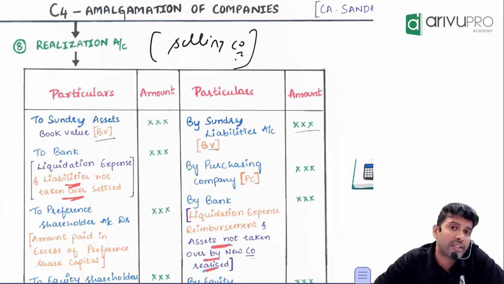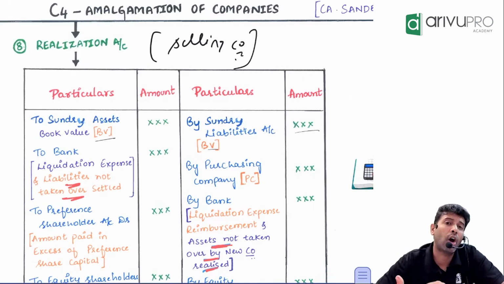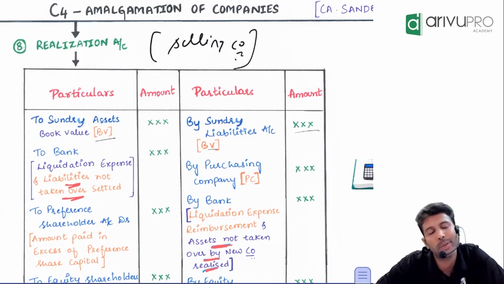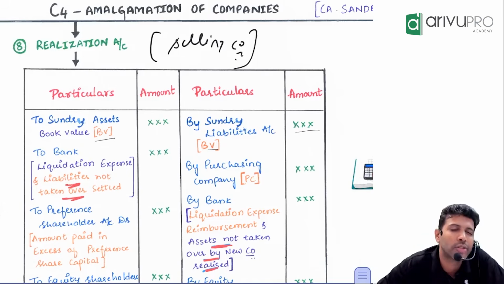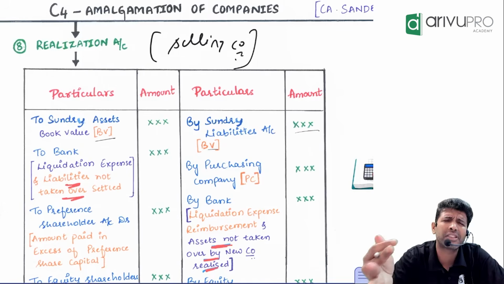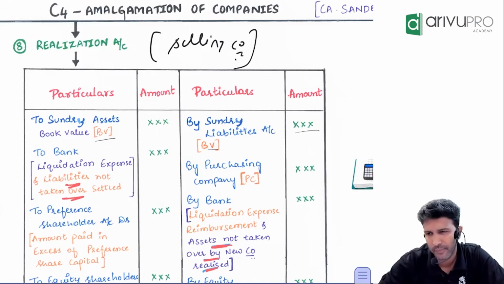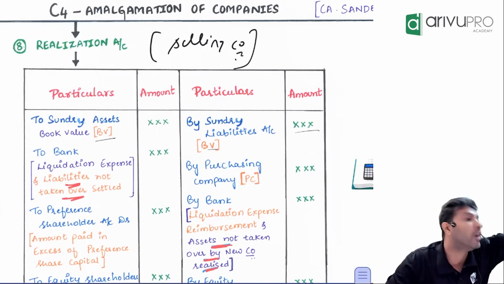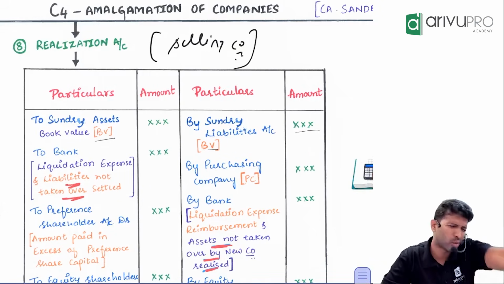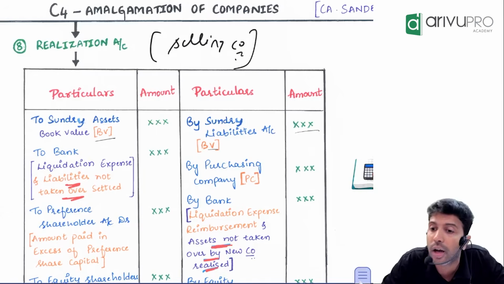Sir, is it compulsory that every asset of the selling company has to be taken over by the purchasing company, or is it negotiation? Negotiation. Let's say the selling company had one asset, say a machinery that has become very old, and the purchasing company told them, you keep it, I don't want it.